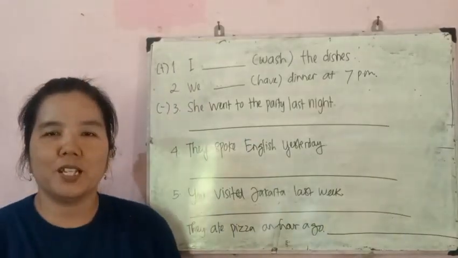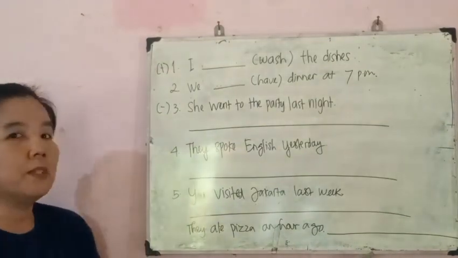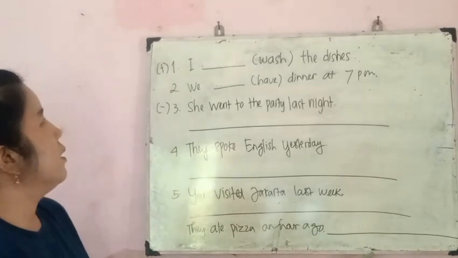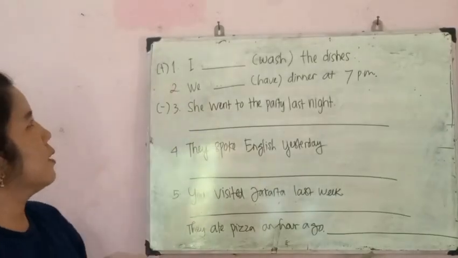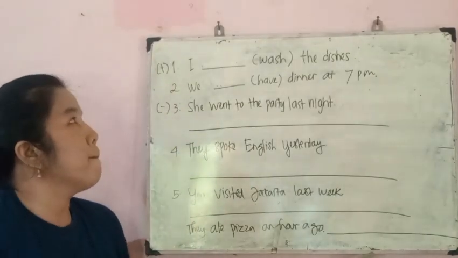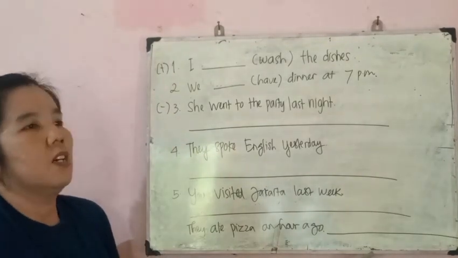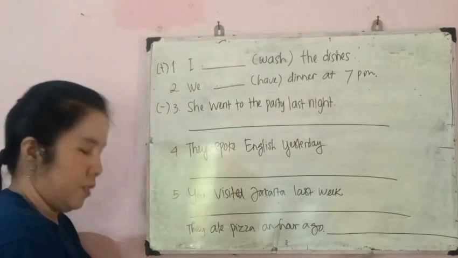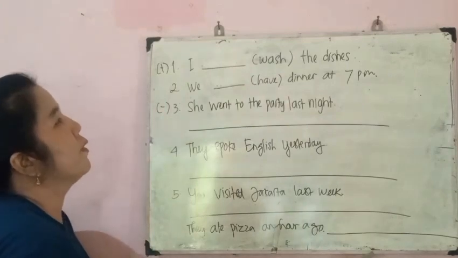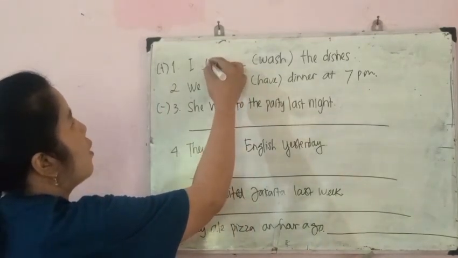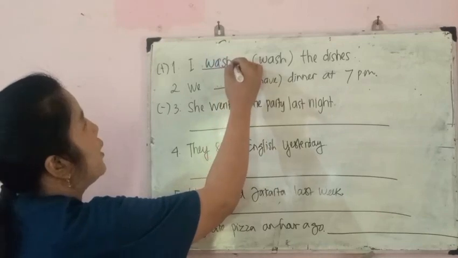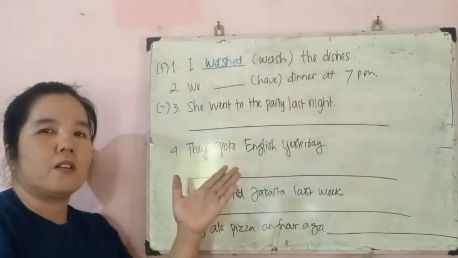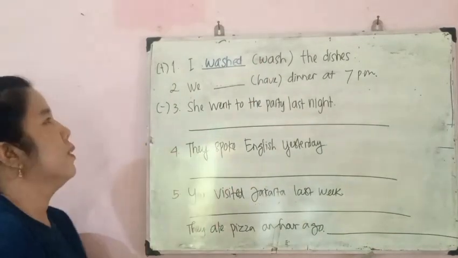Let's practice together. Look at the word, fill in the blanks using the correct past form. Number 1, this is a positive sentence. Now, the dishes. So what do we put here? We have the verb wash. Okay, the verb 2 of the word wash is washed. We add -ed at the end of the verb because this is the past form of the verb.